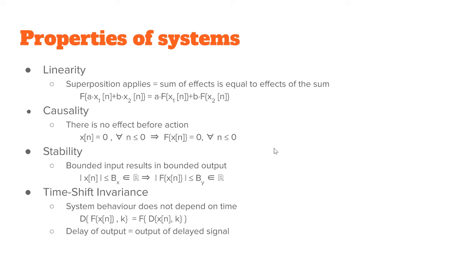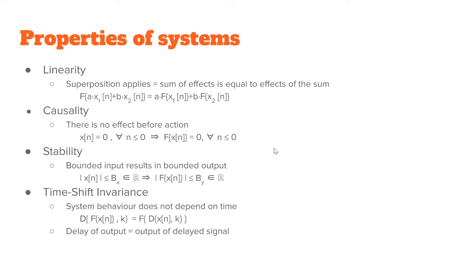A good example for linearity would be a linear amplifier. It just amplifies the input signal, that's it, as long as you're within the boundaries of the operating voltage.